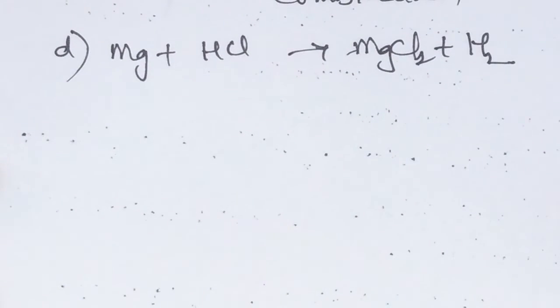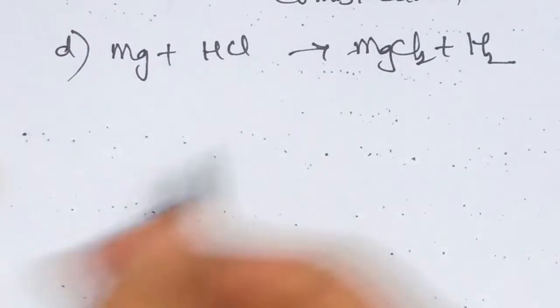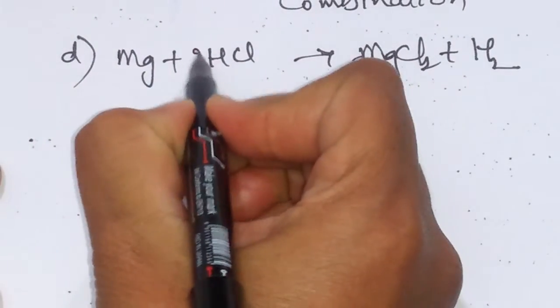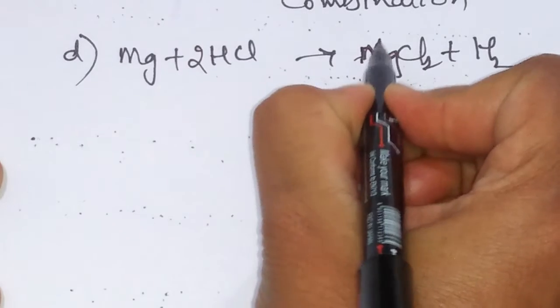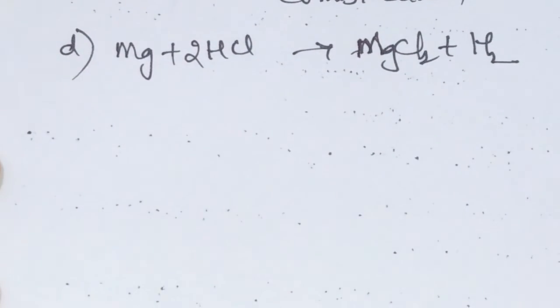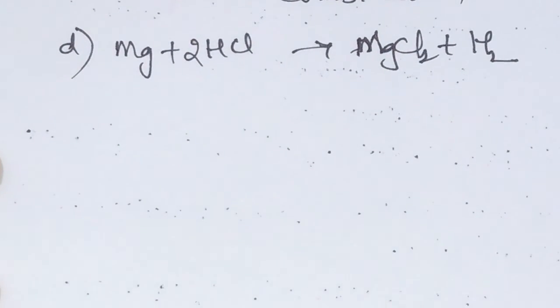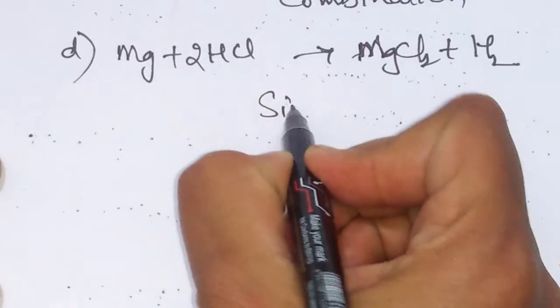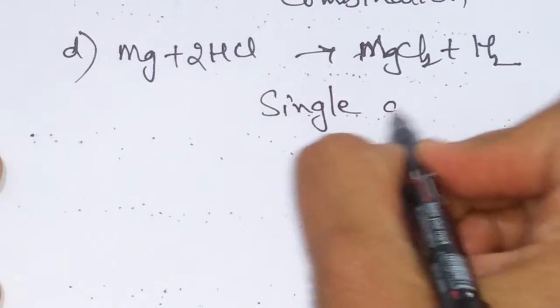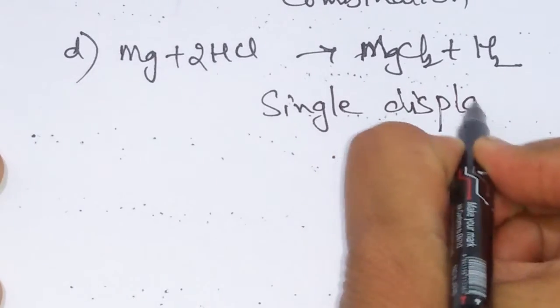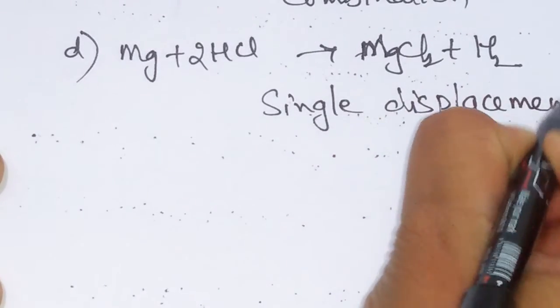Equation we have written, magnesium plus HCl gives rise to magnesium chloride plus hydrogen. For balancing, let me write 2 before HCl. This is only Mg. So just by writing 2 before HCl, what happens here? Both the chlorines and hydrogens are balanced. Both the sides 2 atoms. Magnesium only 1. And this is the reaction known as a single displacement reaction.